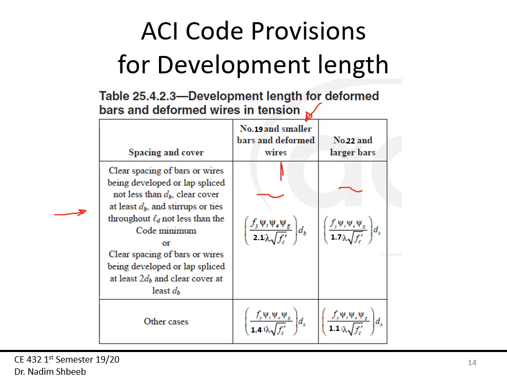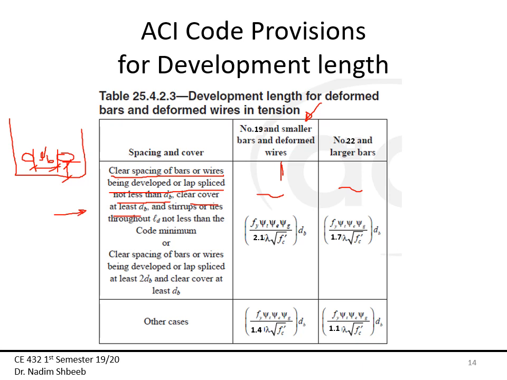Condition 1 talks about the spacing and cover. Here we have clear spacing of bars or wires being developed or lap spliced not less than the diameter of the bar. So the clear spacing is this: if I have a bar here and another bar here, then this is my clear spacing. This clear spacing should be at least the diameter of the bar. Clear cover, at least the diameter of the bar as well. So if I have a cross section like this, then this is my clear cover. Even if there is a stirrup included, the clear cover is always going to be from the bottom of the steel bar that I'm about to calculate the development length for.